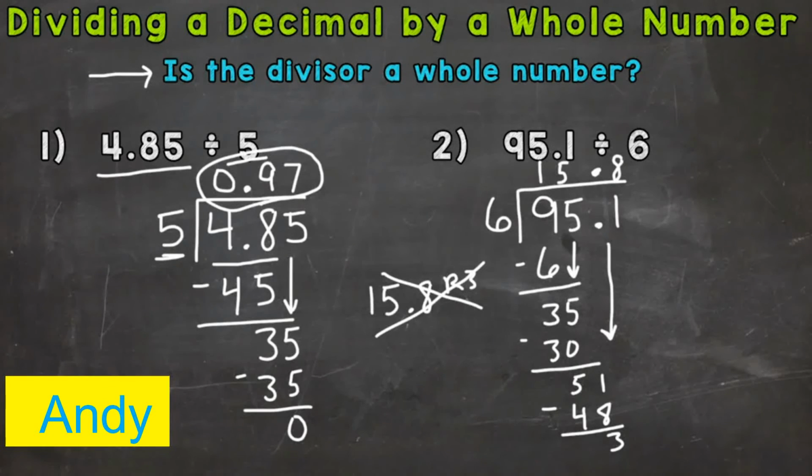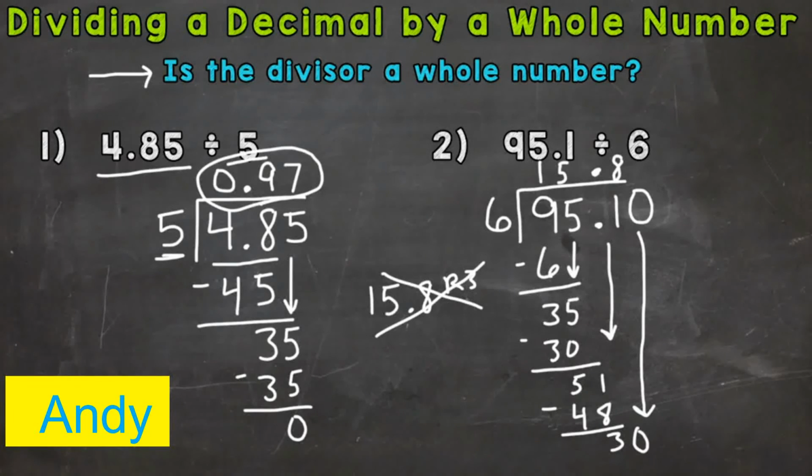So we need something to bring down without changing the value of our dividend there, 95 and 1/10. So what we can do, we can add a 0 here, place a 0 on the end of 95 and 1/10, because placing zeros at the end of a decimal does not change the value. That's an equivalent decimal. We did not change the problem at all. So now we have something to bring down. So if you ever get stuck there, place a 0 on the end and bring that down.